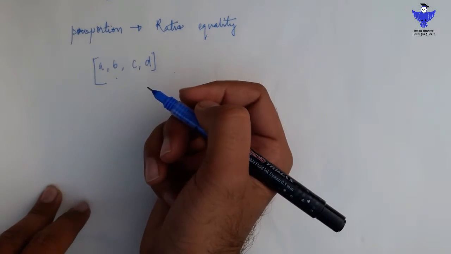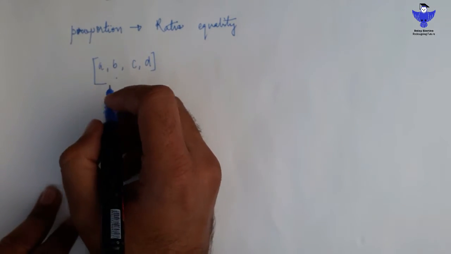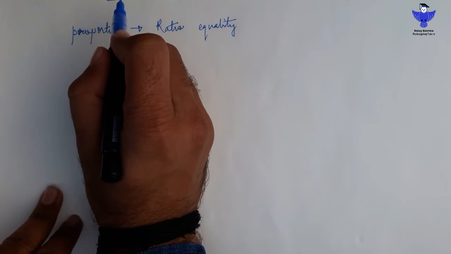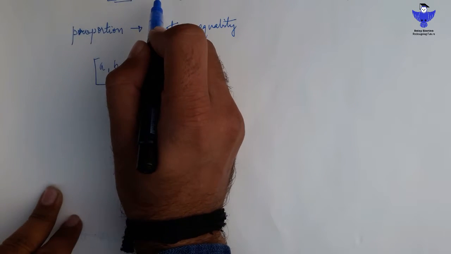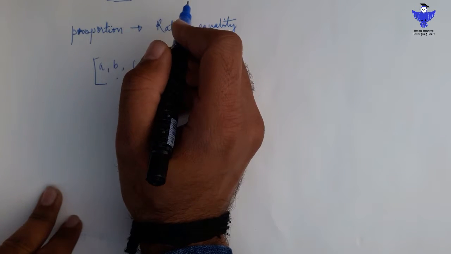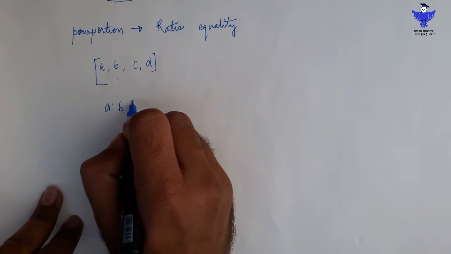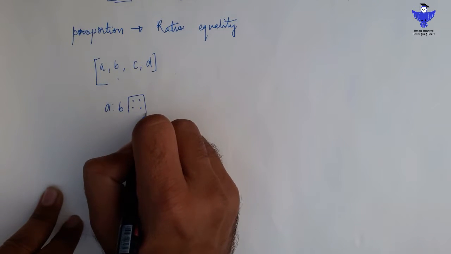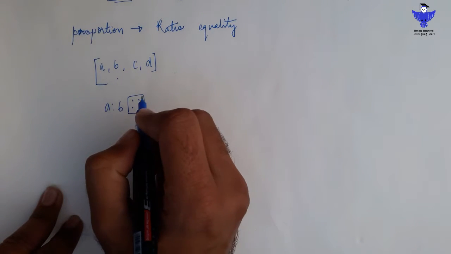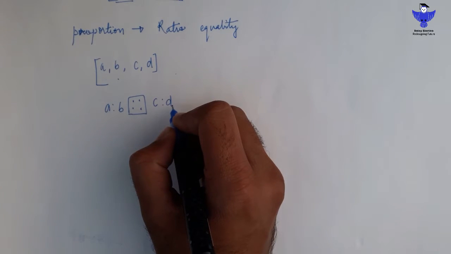Let me show you how to write the proportions. If the first ratio is equal to the second ratio, then how to write the proportion? A is to B, this is the proportion sign, double colon, C is to D.